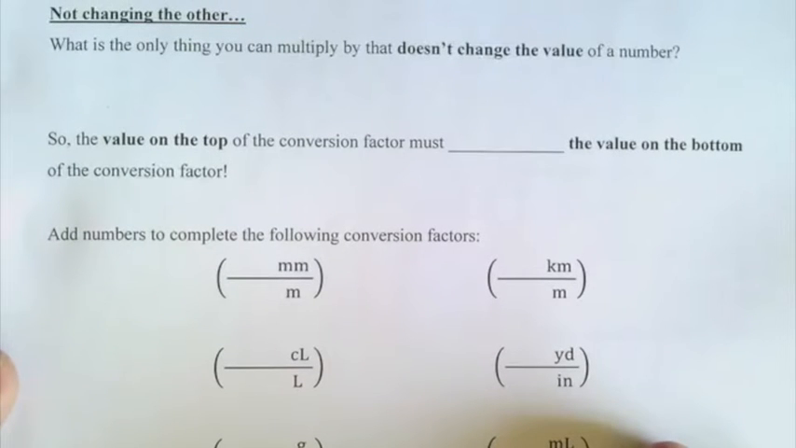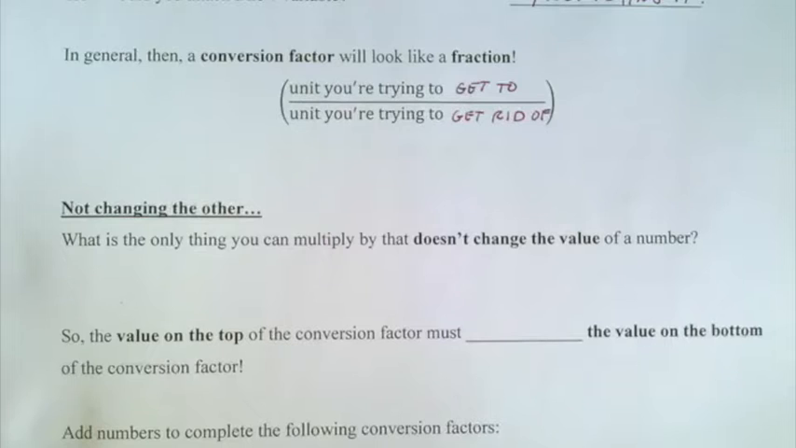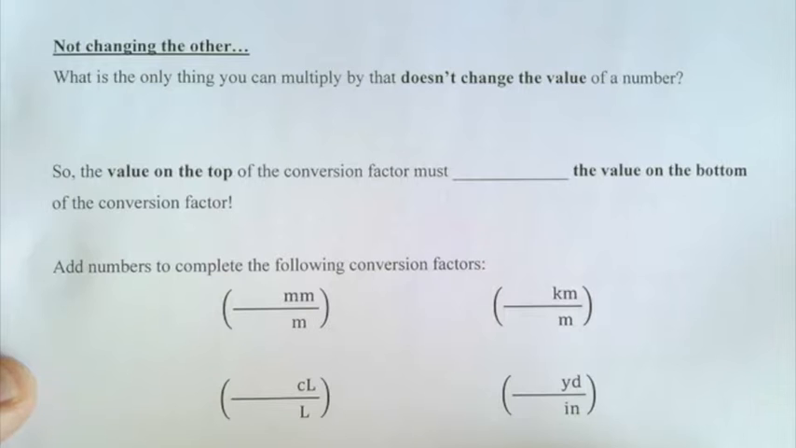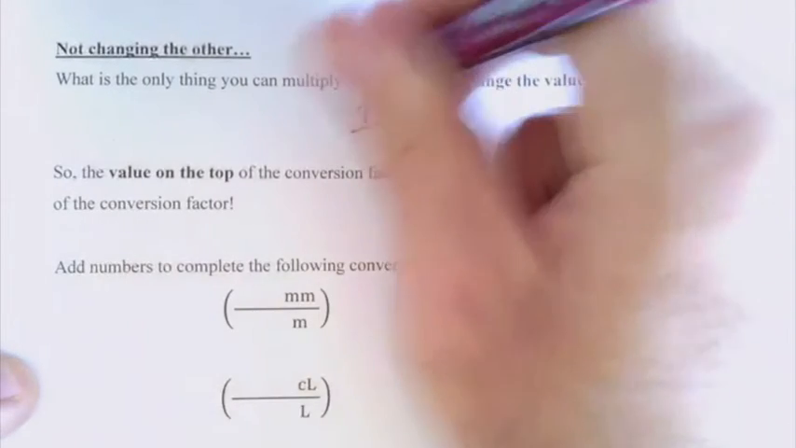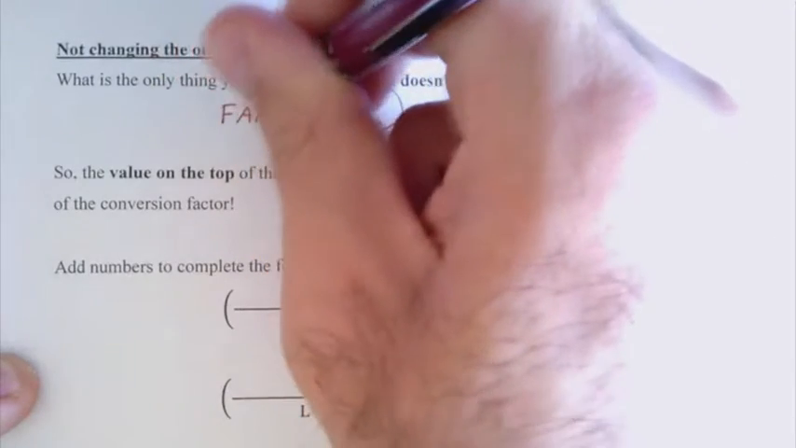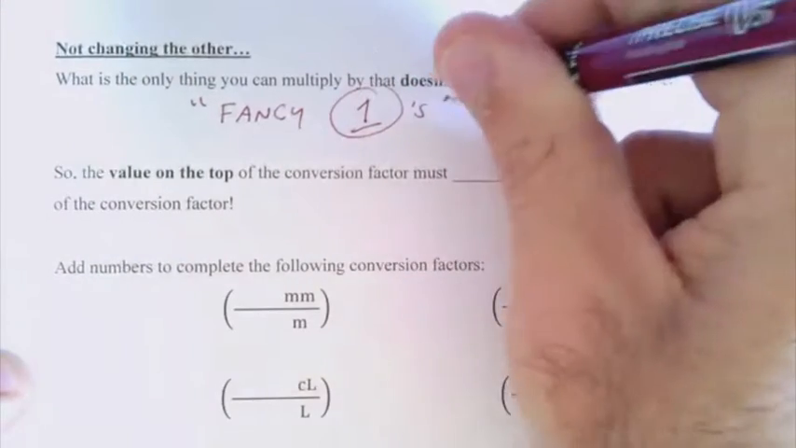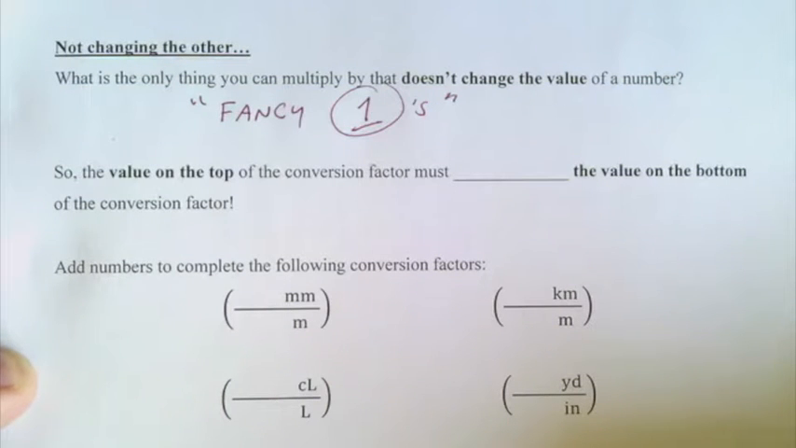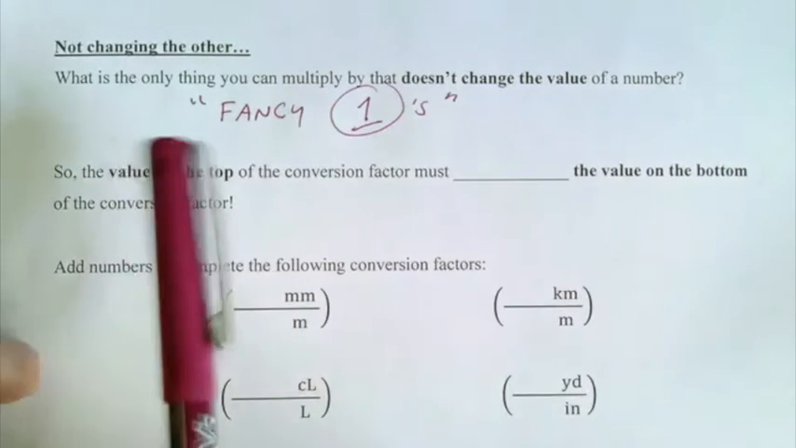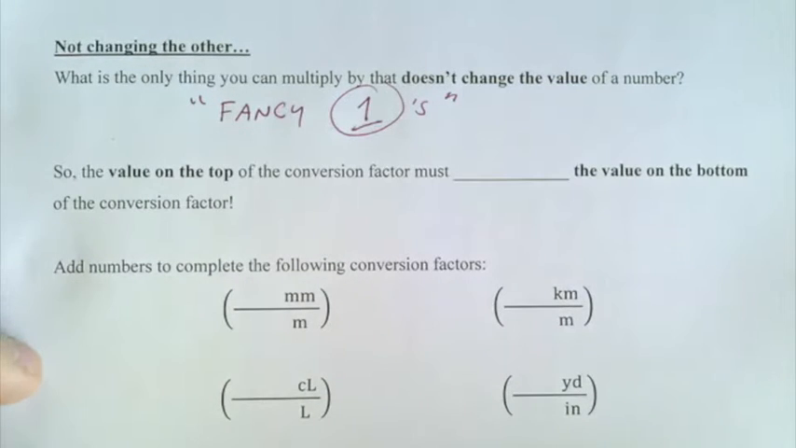Now, the question of not changing the other thing, okay? Question for you. What is the only thing you can multiply by? Because you'll notice everything we're doing here is multiplication and division. What's the one thing you can multiply by that doesn't change the value of a number? Pause the video or just scream it at the screen. I hope that what you came up with is the number 1. That's it. And as such, I tend to call conversion factors fancy ones. They're very useful versions of 1, but they have to eventually equal 1, or they're not a good conversion factor because they won't assure that the value of the measurement's the same as it was before.